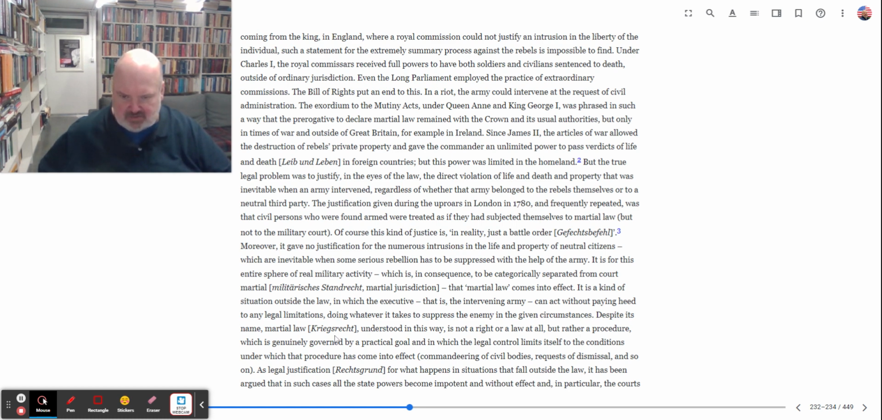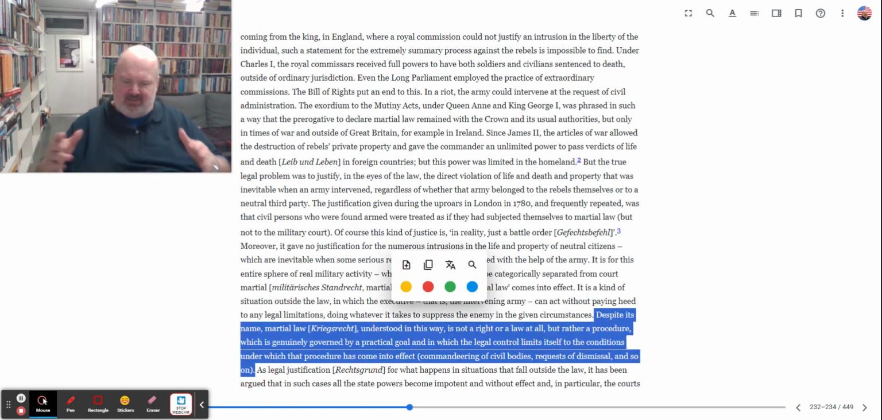Despite its name, martial law, understood in this way, is not a right or a law at all, but rather a procedure which is governed by a practical goal, in which the legal control limits itself to the conditions under which the procedure has come into effect: commandeering of civil bodies, requests of dismissal, and so on. Period. In other words, he wants to make it clear it's not a law. Martial law isn't really a legal system. It is basically the suppression of law.